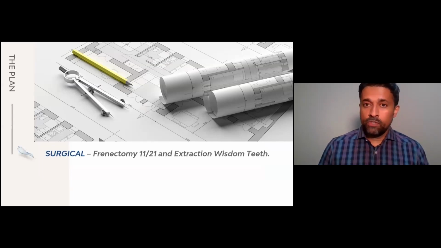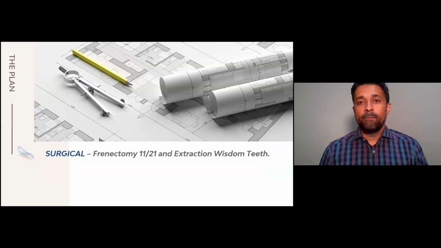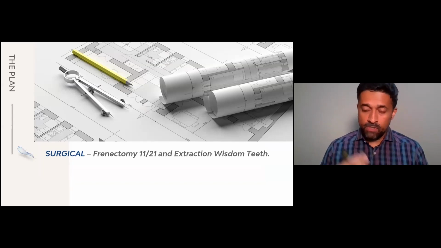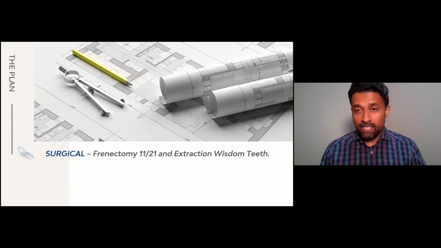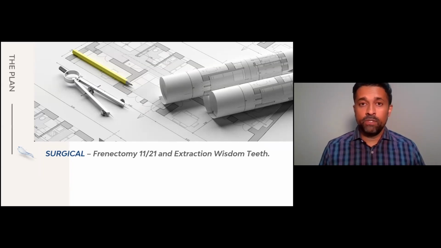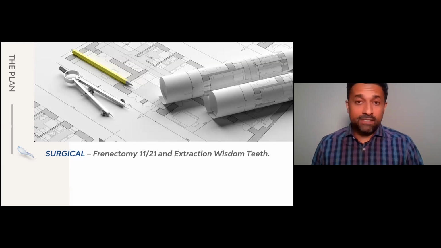So she's a young girl. She was paying for this all herself. What she agreed to was the following. She was in agreement with the surgical side, doing that frenectomy and extracting the wisdom teeth. Amazingly, she wanted to do it without any sedation. We do IV sedation for most of our cases, but she didn't want any.